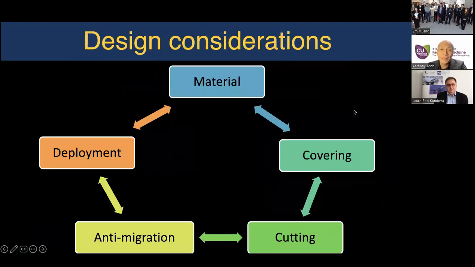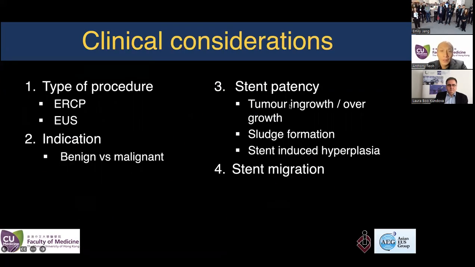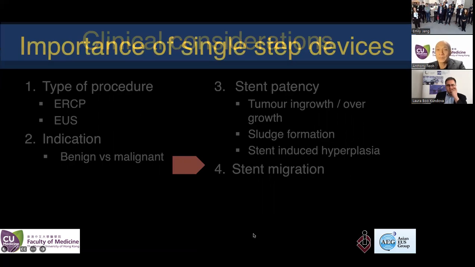Of course, there are many design considerations for a stent. The way the stent is being deployed, the material, the covering, cutting, any anti-migration properties, these are all design considerations, and also really depends on what kind of procedures that we are doing the EUS intervention for. Clinical considerations, of course, there are many types of procedure, indication, benign versus malignant, stent patency, and also the risk of stent migration. So these are very important considerations when designing a stent.